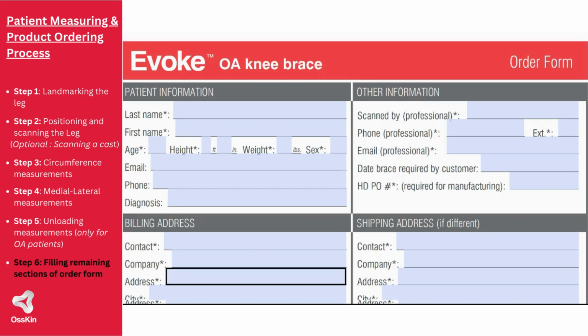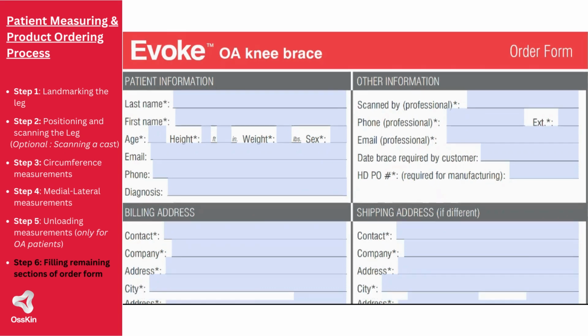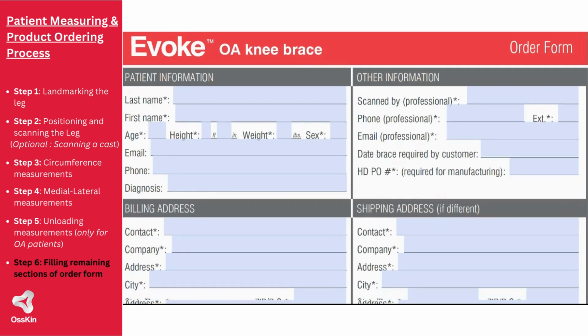So at this point, once we've scanned our patient, we're ready to fill out our order form. The first top information is the patient information: last name, first name, age, height, and weight. Height and weight are very important to allow us to determine the thickness and reinforcements needed in using the Evoke knee brace. We then also appreciate if you identify the diagnosis specific to this patient.